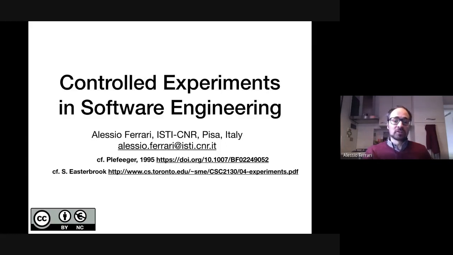Now we start with one of the strategies that we listed last time, and these are controlled experiments. Here I've put a couple of references that you can take to extend the material that you will find in these slides. We will go through this topic in this lecture and in the next lecture, in which I will show you guidelines on how to select empirical tests for controlled experiments.